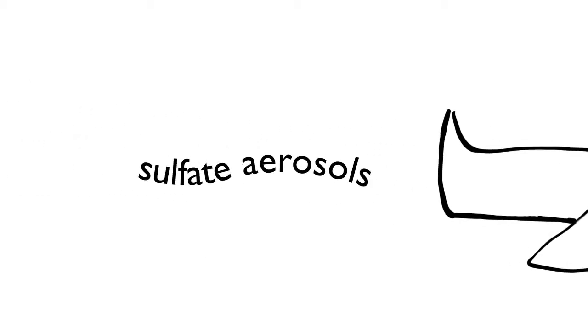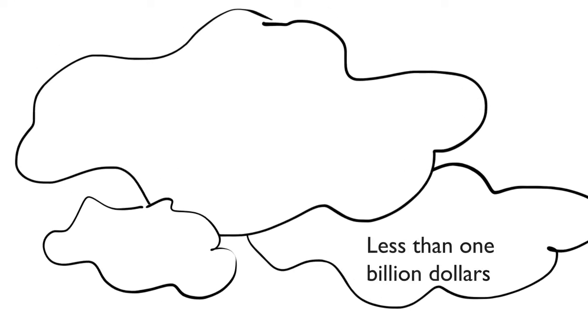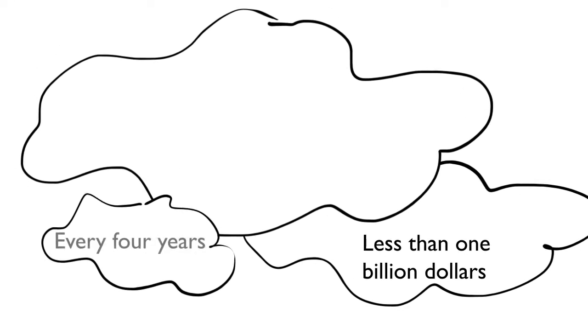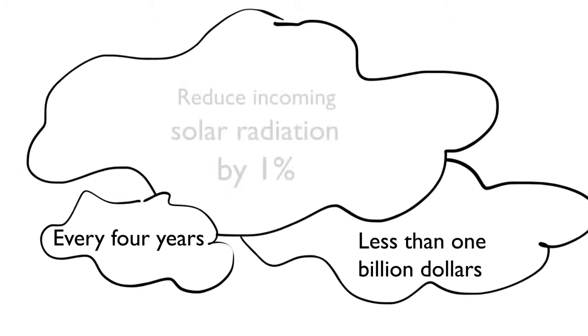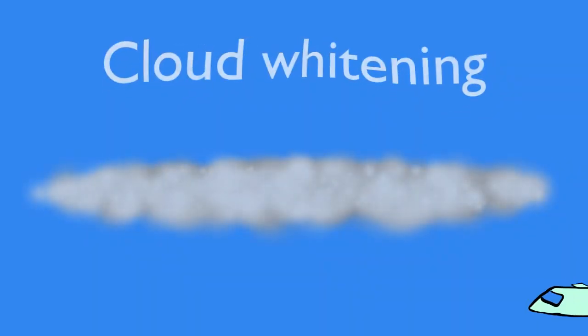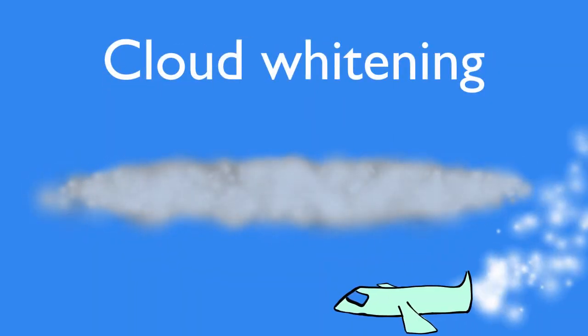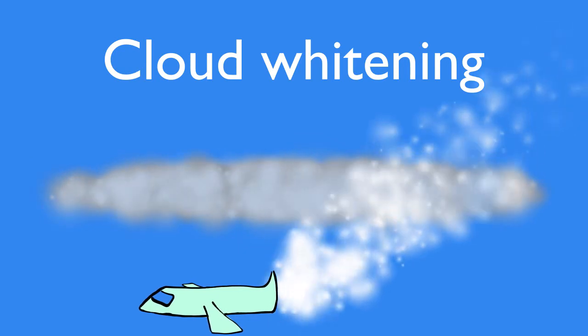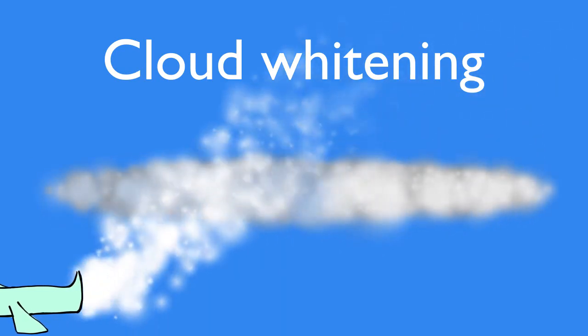One technique for doing this is to have airplanes spray a class of sulfur chemicals known as sulfate aerosols into the stratosphere. Researchers estimate that this could be carried out for less than $1 billion and would have to be repeated every 4 years, but would have the potential to reduce incoming solar radiation by 1%. Other researchers have proposed cloud whitening, the use of a fleet of unmanned self-propelled ships that would pump water into the cumulus clouds above the world's oceans. By increasing the amount of water vapor in low-lying clouds, more solar radiation would be reflected from the planet.